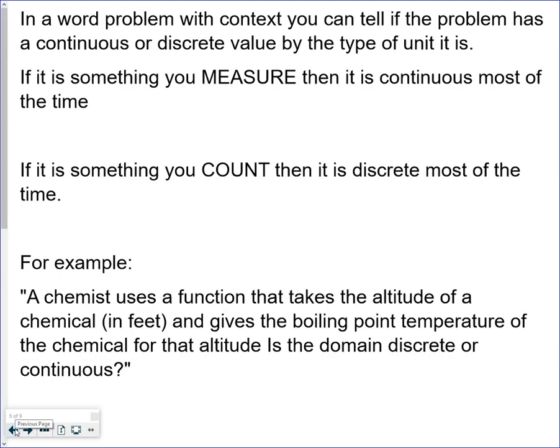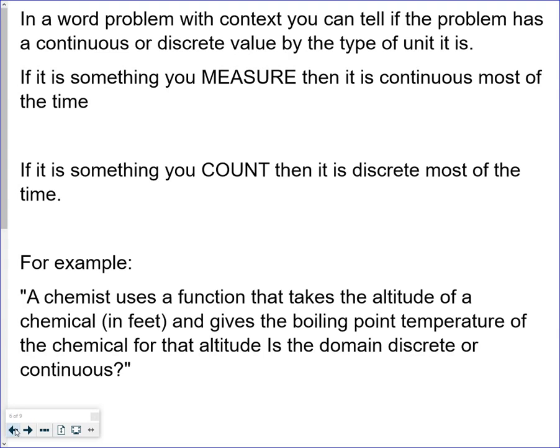Now, in a word problem when you don't have a graph, this is kind of harder to tell. But there's a really easy trick to know whether it's discrete or continuous in a word problem. If the domain is something you measure, then it's continuous. If the domain is something you count, then it's discrete. What do we mean by measure and count? If you would have to take out a ruler or some sort of tool to measure the numbers you're putting in, then it's a continuous domain because you can include the decimal values.